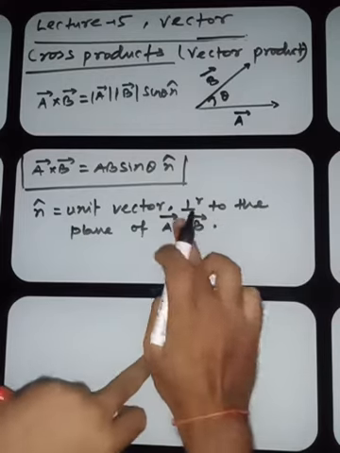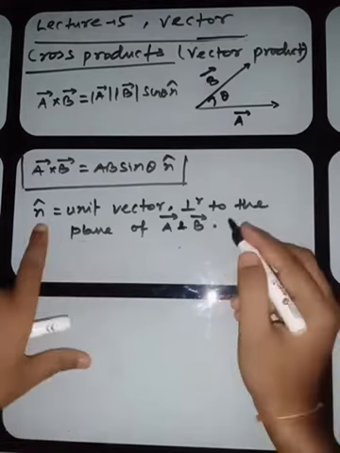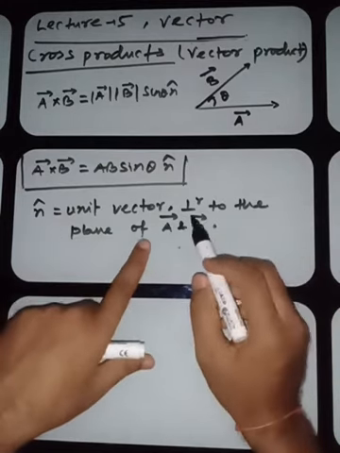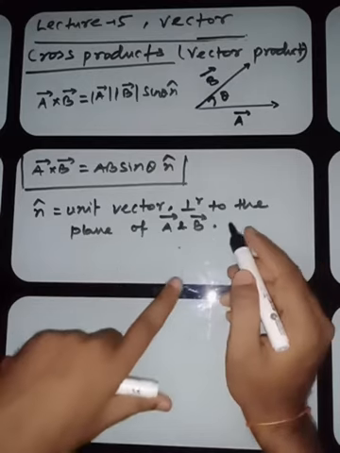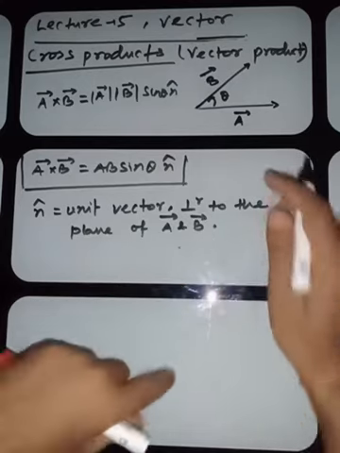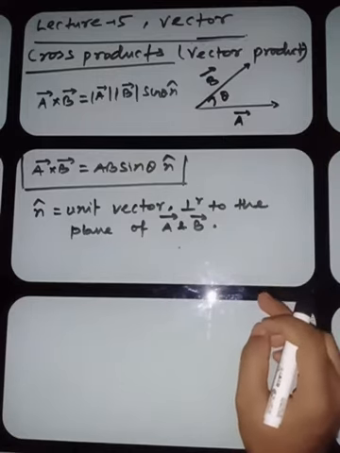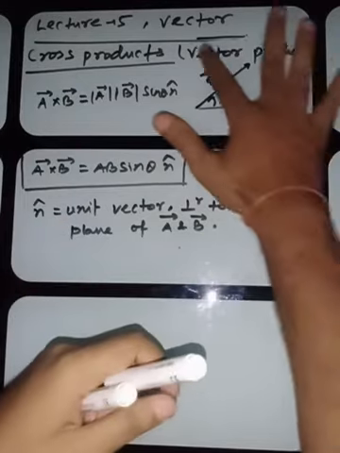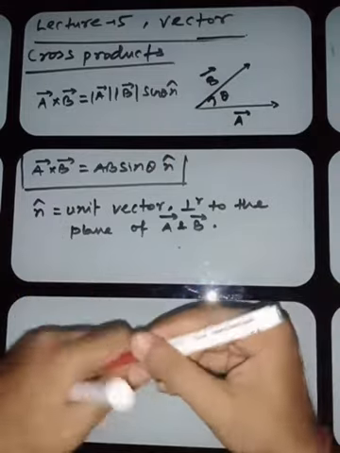Here the vectors A and B. This n cap is the unit vector which shows the direction, and in which direction? Perpendicular to the plane of vectors A and B. So I would like to represent here only the plane. Kindly note down. Now look at here, my dear student, how we'll see this plane.